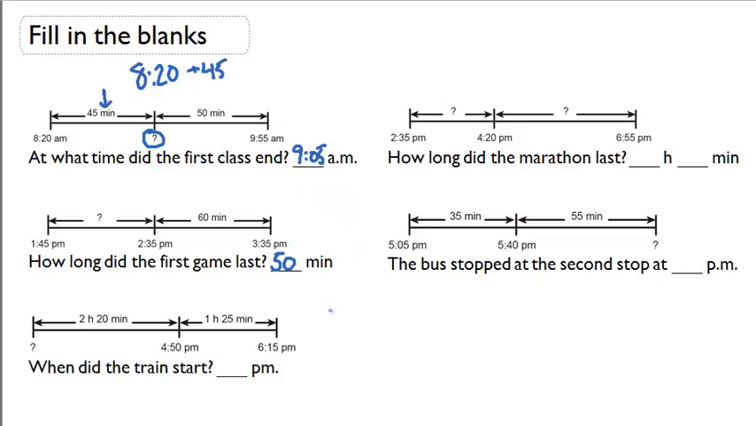And in this next problem, when did the train start? If the first leg of the train went for 2 hours and 20 minutes and ended at 4:50, I can subtract 2 hours and 20 minutes from my ending time to find out my starting time. I get 30 from 50 minus 20, and 4 minus 2 is 2. So my train started at 2:30.